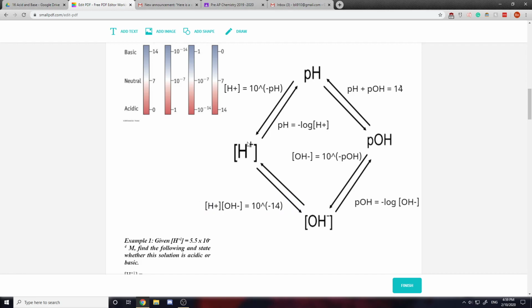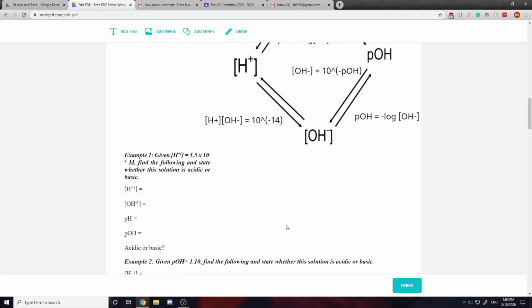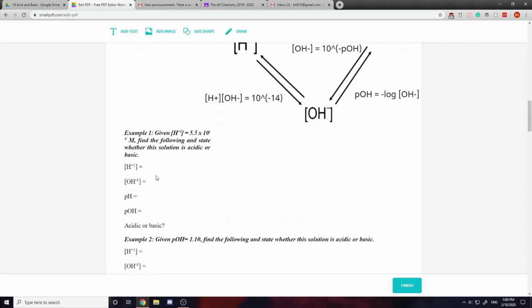So if you're given H plus, you can find OH minus because now you have two numbers and one unknown, your x, and you can just solve for x. You're just dividing 10 to the power of negative 14 by whatever you're given to find the other. So if you're given, let's say, a 0.2 molarity OH, you divide 10 to the negative 14 by 0.2. That'll give you a concentration for H plus. So with that being said, we can work out these problems.